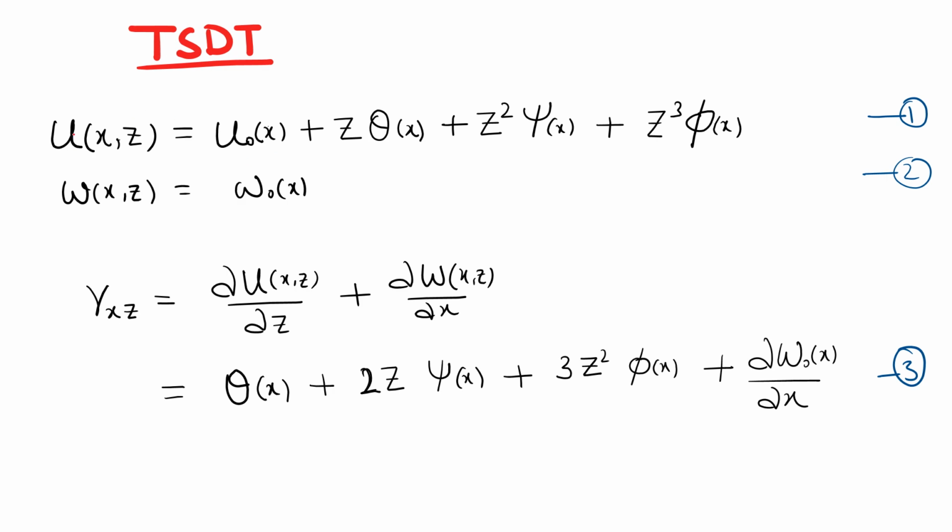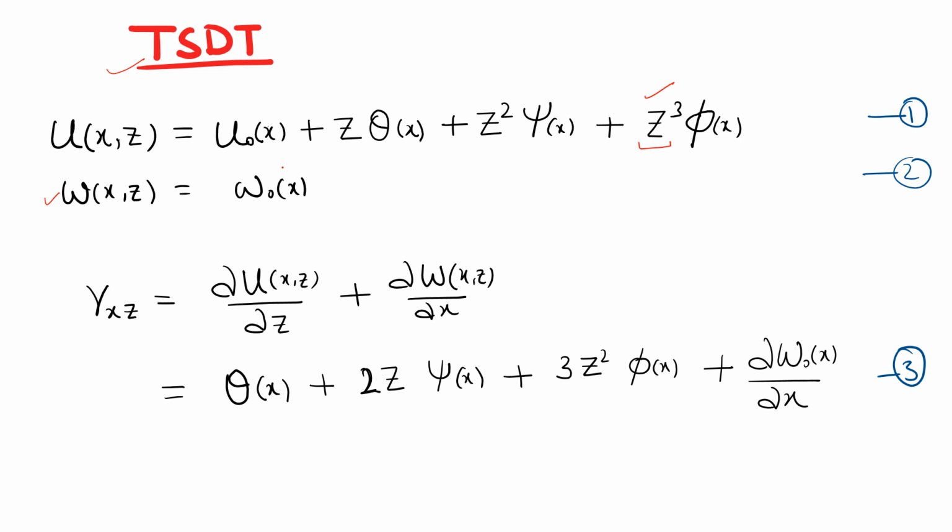First of all, for the third order shear deformation theory, we write the in-plane displacement field as follows: u naught of x plus z times theta x plus z square times psi x plus z cube times phi x. So we are taking up to the cubic variation. The in-plane displacement is of higher order, cubic, and the transverse displacement w of x is w naught of x. So it's a constant. There is no stretching allowed.